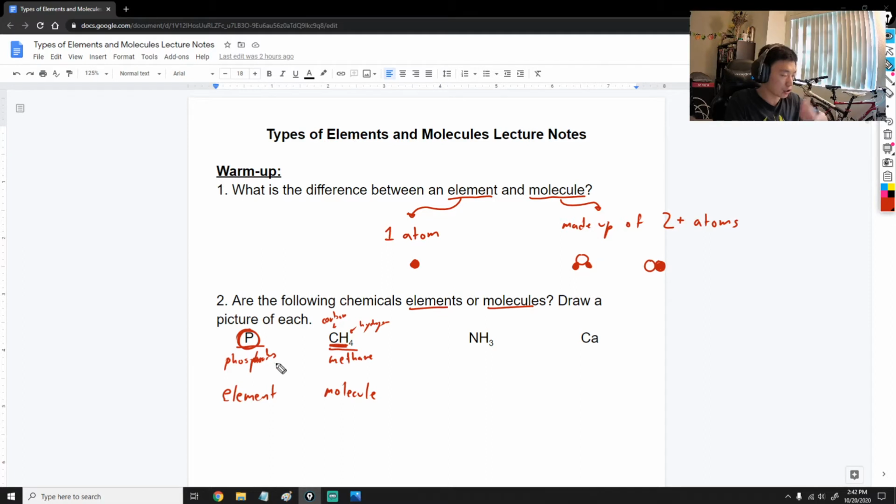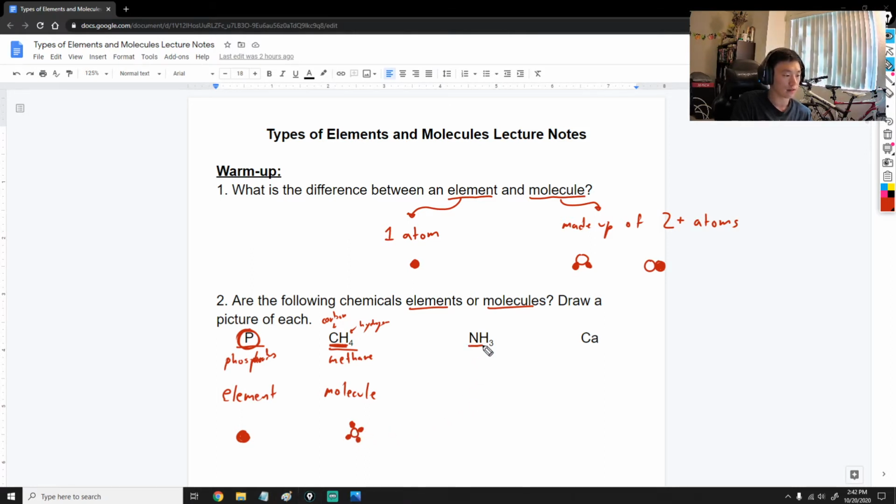And if we drew a picture of these, phosphorus might look something like this. It would just be one dot. But if I drew a picture of CH4, you would have to draw one carbon and then 4 hydrogens connected to it. So you can already see the difference between the two if we draw a picture. One of them is just one dot. The other is 5 total dots, 1 carbon and 4 hydrogen.